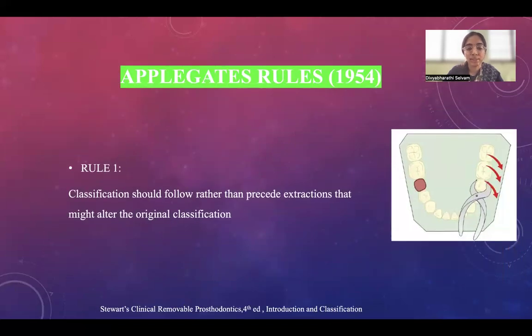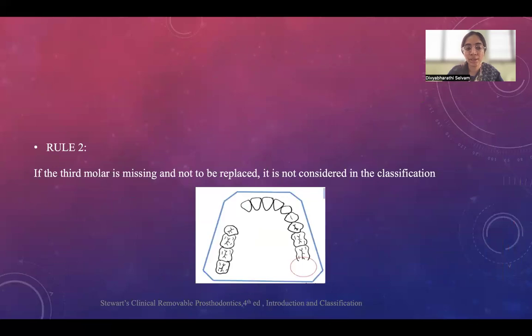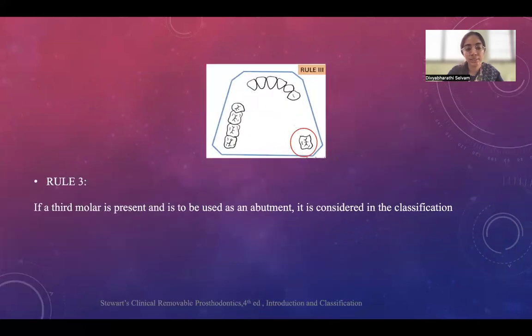Coming to Applegate's rules, he gave these rules in 1954. These rules give us a guideline for doing the Kennedy's classification. Rule number 1: classification should always follow rather than precede the extractions that might alter the original classification. Rule 2: if the third molar is missing and not to be replaced, it is not considered in the classification. Rule 3: if a third molar is present and to be used as an abutment, it is considered in the classification.